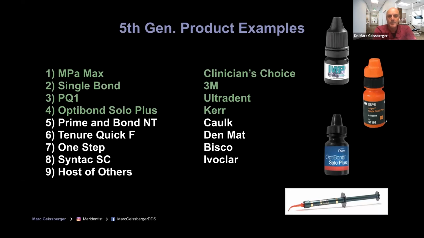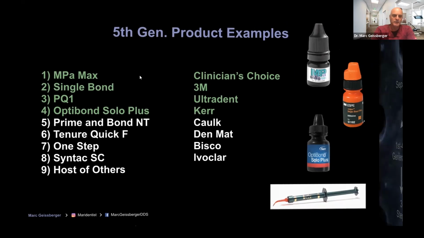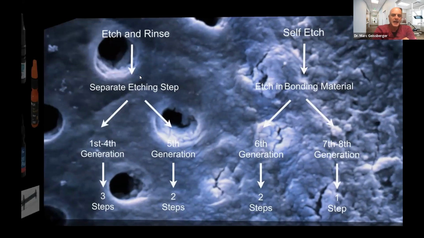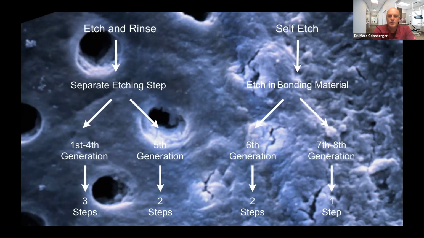Now, I want to mention all the products I've used in this category: MPA Max, Single Bond from 3M, PQ1 from Ultradent, and OptiBond Solo Plus from Kerr are 4 bonding agents in the 5th generation category that I think work extremely well and have a lot of efficacy. And I've used all of these. With that said, I know a lot of people have moved to what are called the self-etch adhesives, and I want to talk about those briefly.